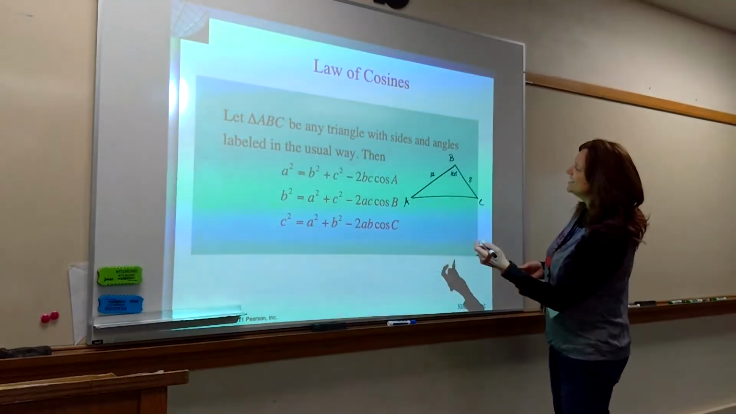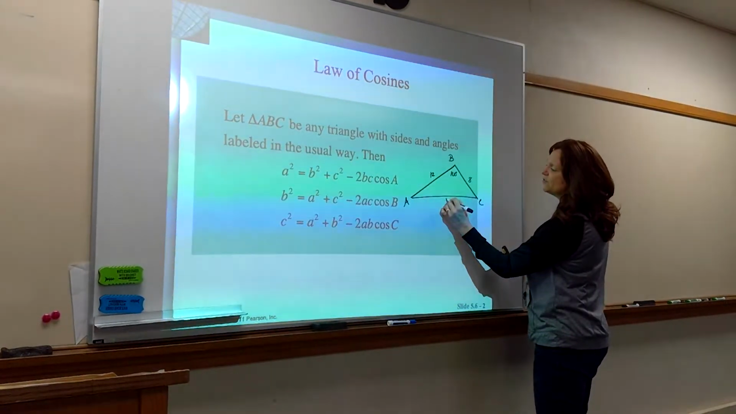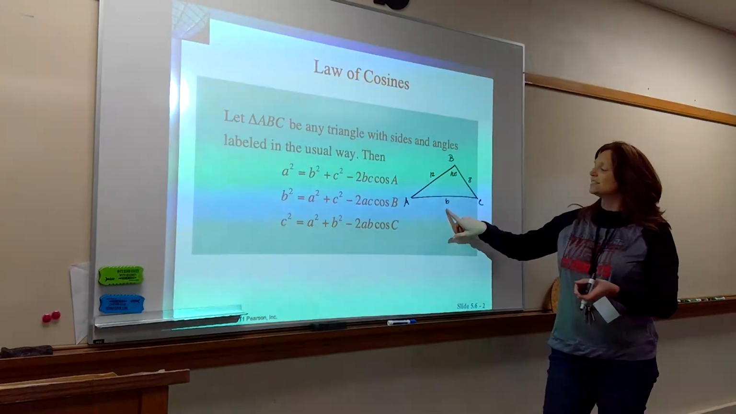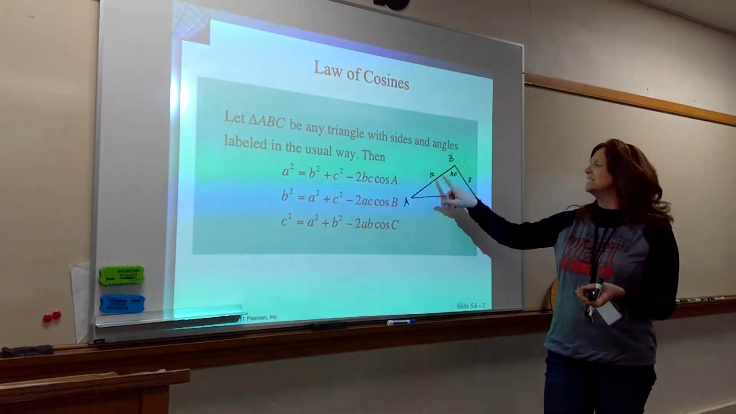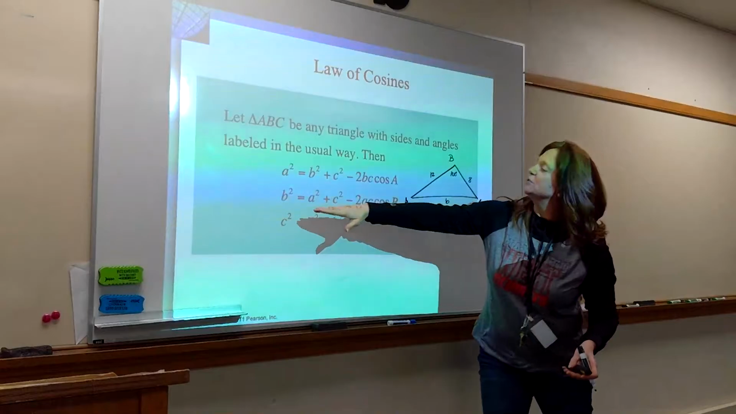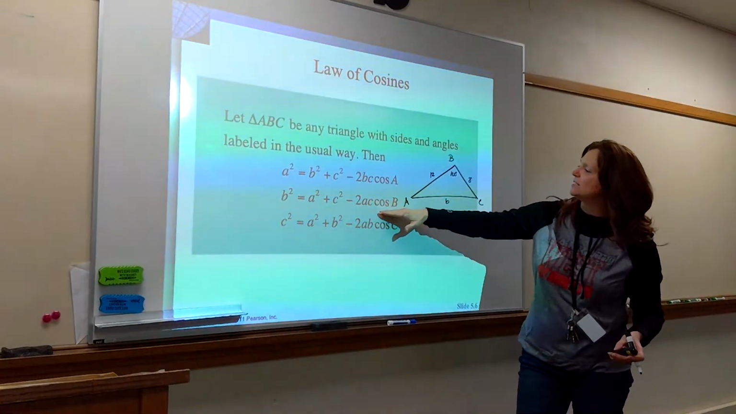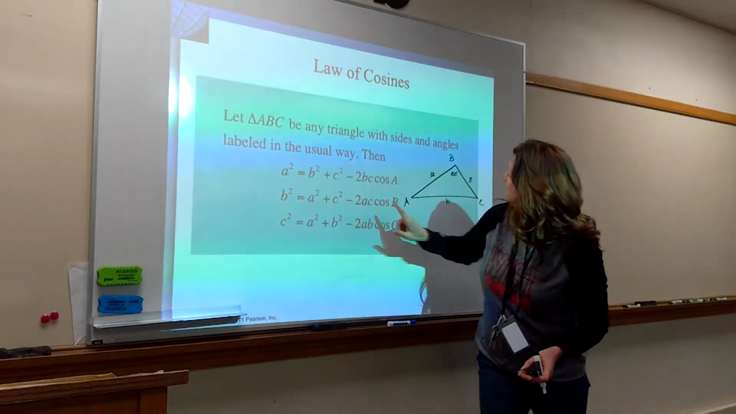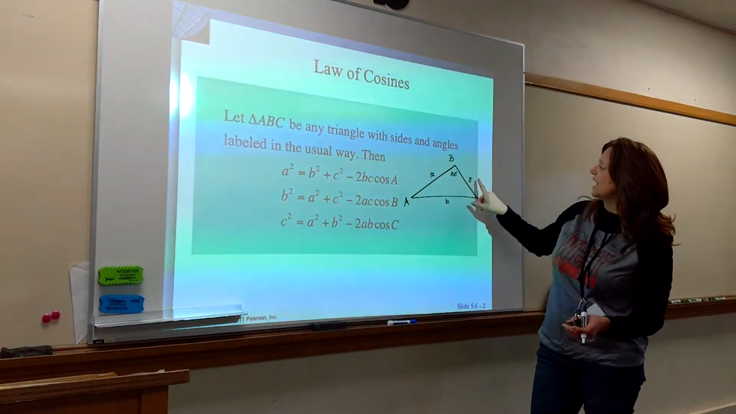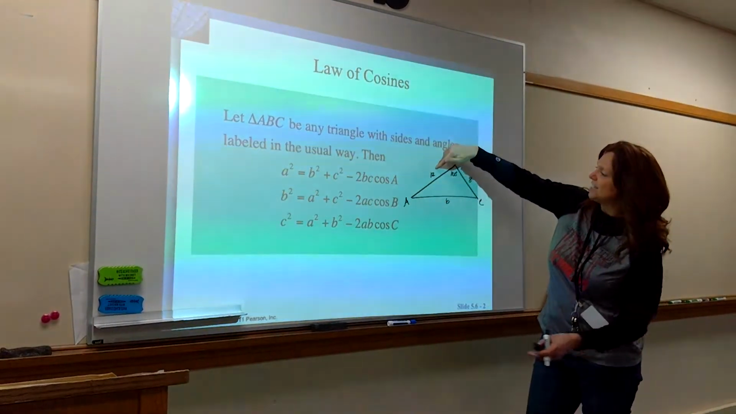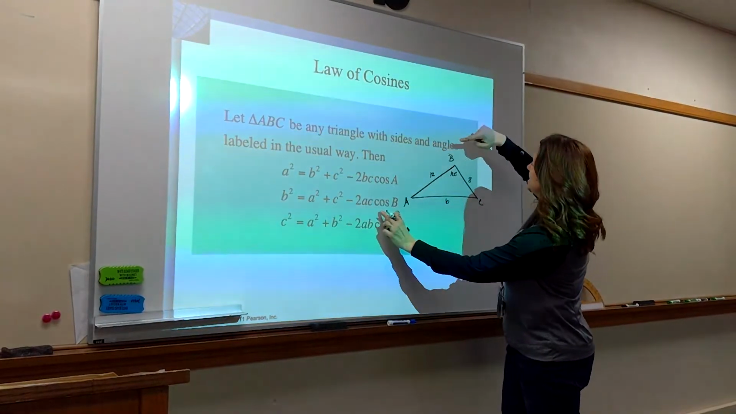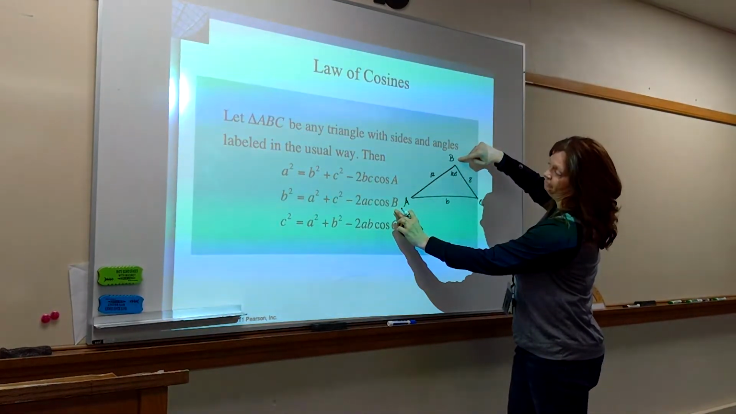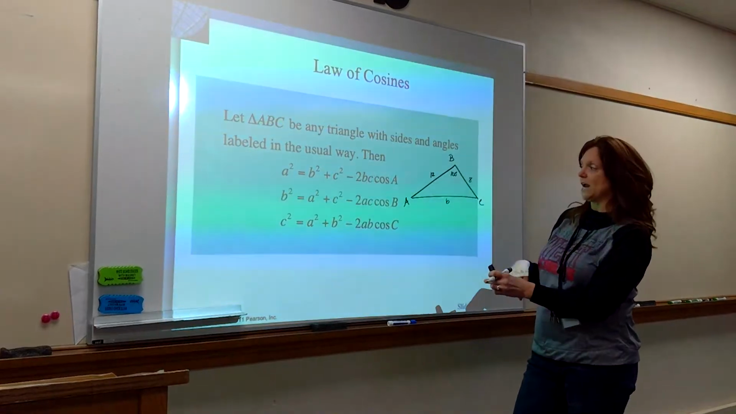So here in this situation, what I would be able to find first is side B. That's the missing side. So I would use this form. Notice what it's giving you. If I want to find side B, I need to know side A, I need to know side C, and I need to know angle B. So I can plug that all in and figure it out.